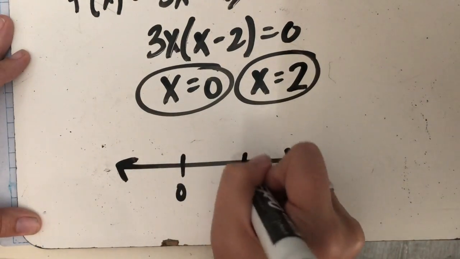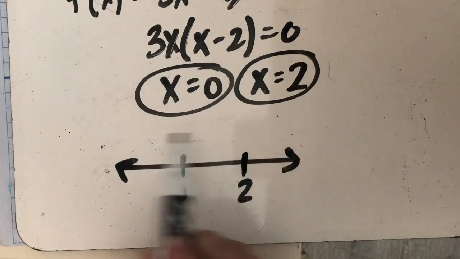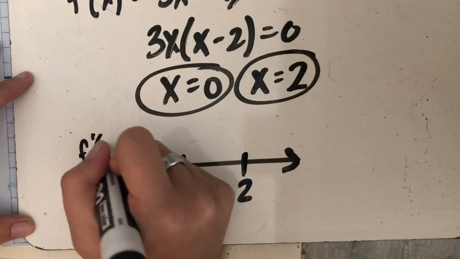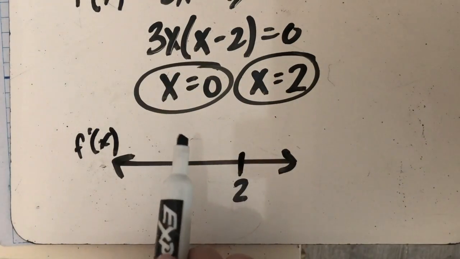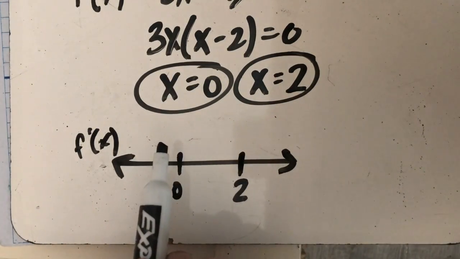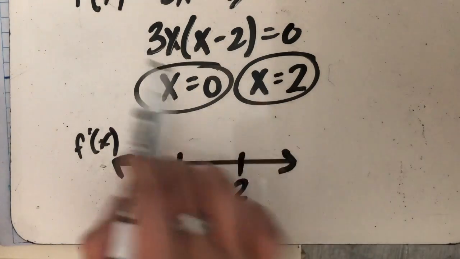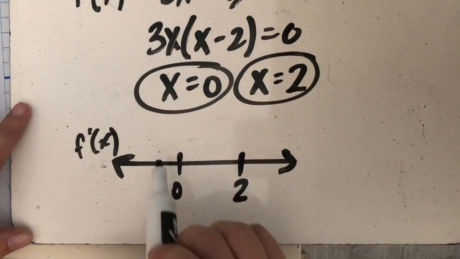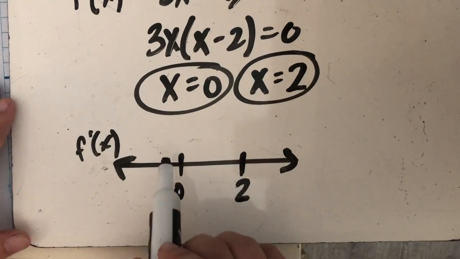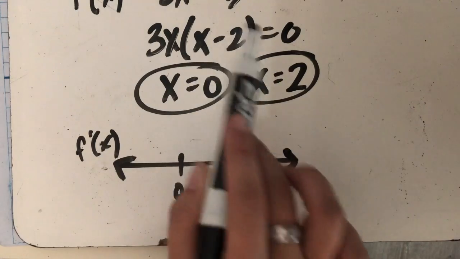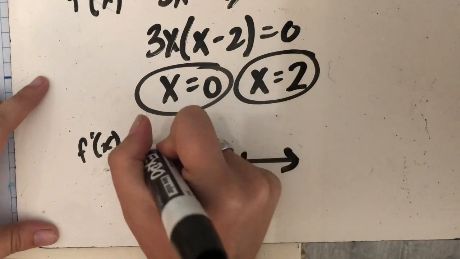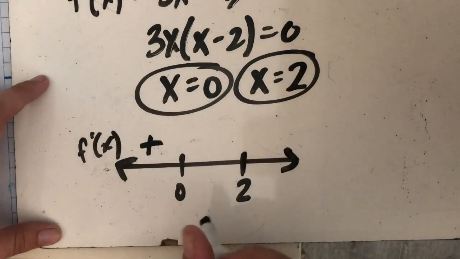So I've got 0 and 2, and we're going to test to see if my graph is increasing or decreasing here. Remember, to do that, we want to plug into our derivative because we care if the slope is positive, it's increasing, and if the slope is negative, it's decreasing. And for slope, we want to use the derivative formula. Okay, so we're going to take a number to the left of 0, so we'll try -1. If I plug it into my factored form, I would have a negative times a negative, which would give me a positive. So this is positive here.